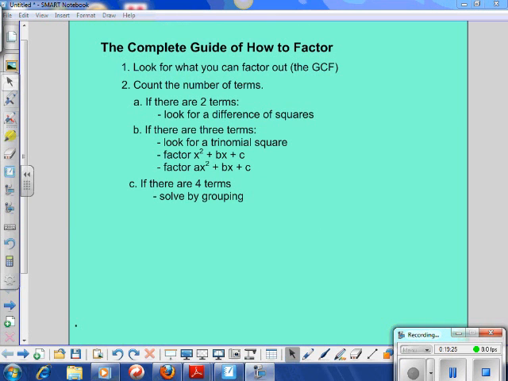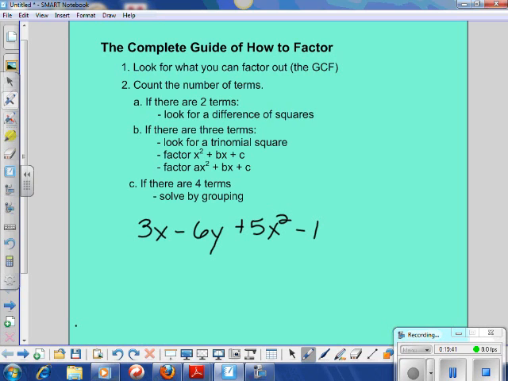Okay, so now let's look at when there are 4 terms, and we already did this when we factored the ax squared plus bx plus c. But let's go look at it. Let's take 3x minus 6y plus 5x squared minus 10xy. So you're going to look at the terms and figure out what they have in common. Start with your first 2 terms. This may not always work. You may have to rearrange the terms in order to get them where you can factor things out and it will work. So let's try this.